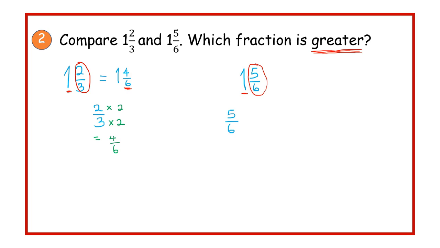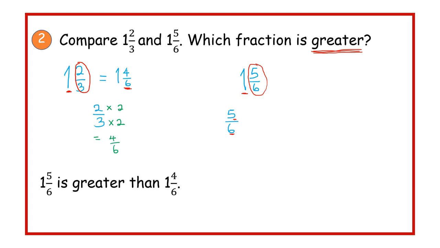Okay? Now, look at 4 out of 6 and 5 out of 6. They have the same denominator, but the numerators are not the same. This is 4 and this is 5. And we know that 4 is less than 5. So we can conclude and say that 1 and 5 out of 6 is greater than 1 and 4 out of 6.